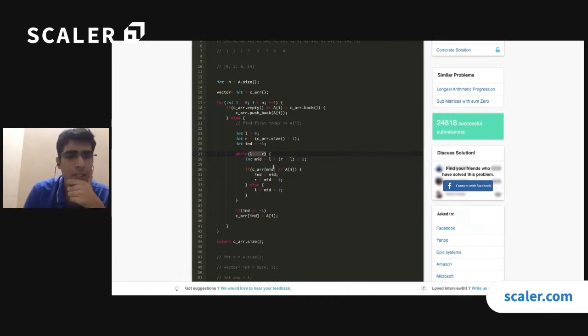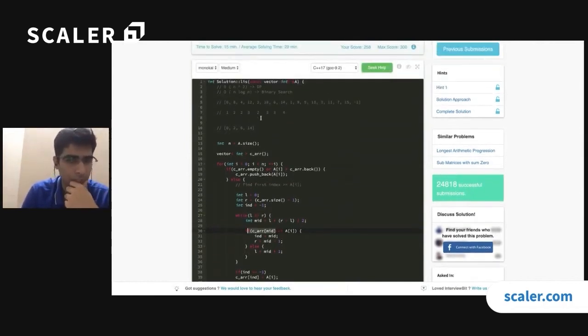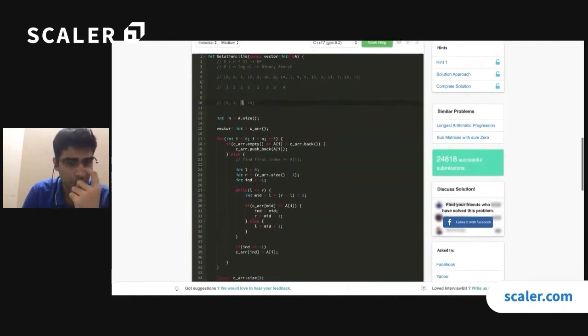I try to see what is the number at that mid index. Is it greater than or equal to the current number that I'm going to add? For example, suppose I was going to add 15 here, I go to 6. Is 6 greater than or equal to 15? No, it is not. So I will have to search here. Is 14 greater than or equal to 15? 14 is also not, so I will go here.